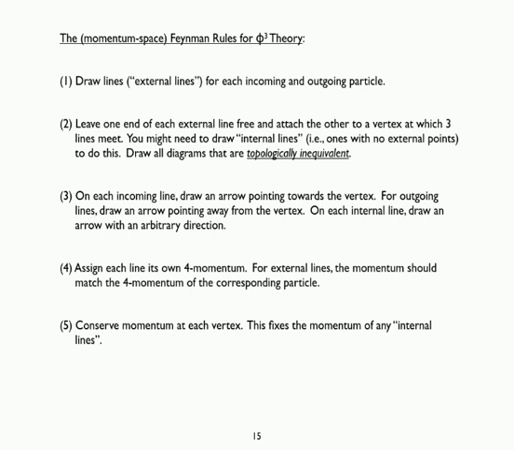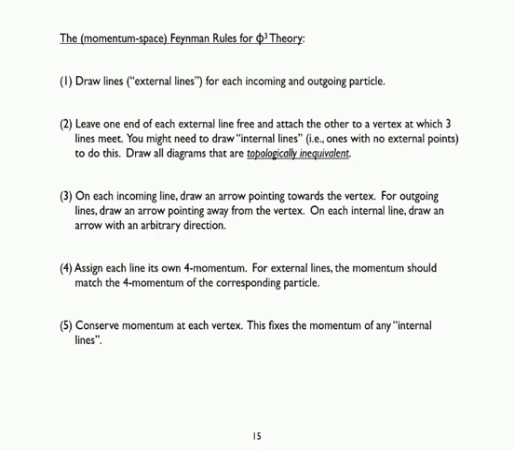Okay? External lines, connect them with vertices, right? On each incoming or outgoing line, the points coming to the vertices, you draw arrows, right? So usually incoming particles, you draw arrows coming in. Outgoing particles, you draw them going out, right? You assign momentum. So this would be k1, this could be k2, and then you use conservation of momentum to figure out the other ones. Right? So you write down vertices, you assign momentum, you determine any unknown momentum using conservation of momentum.